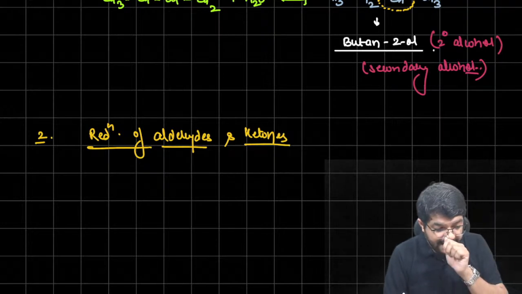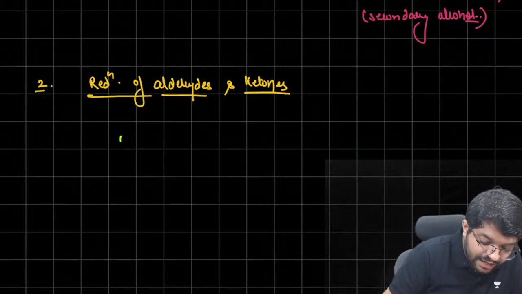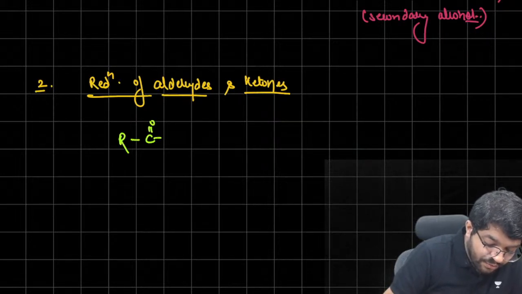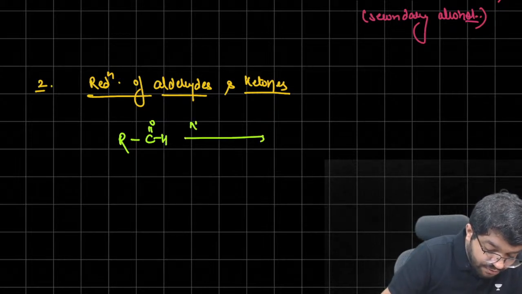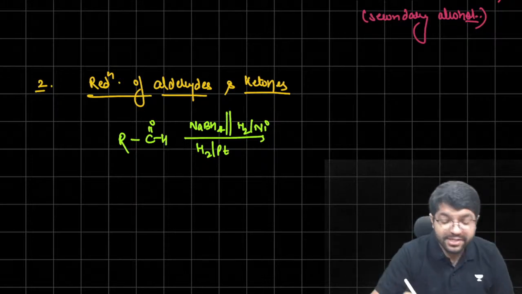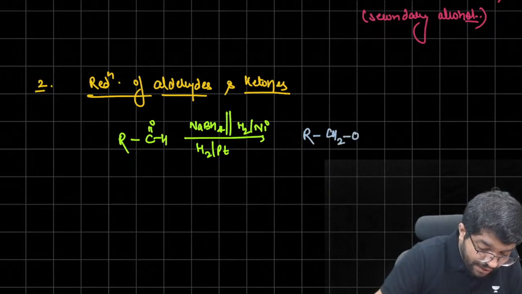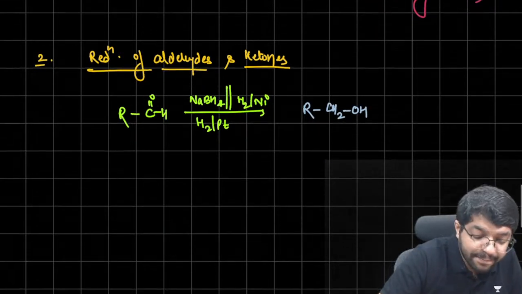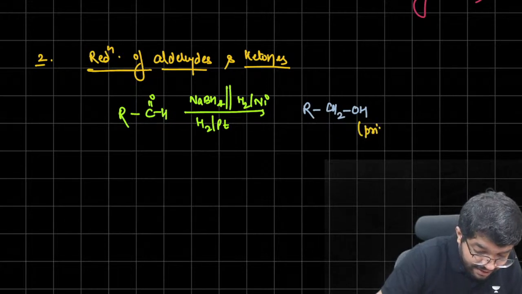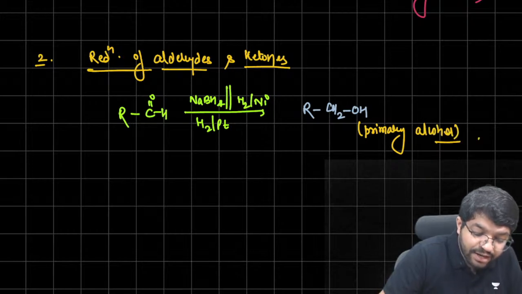And how do we do that? Now we know that RCHO, once I put my NaBH4, or if I put my H2/Ni, or if I put my H2/Pt, all will result in the formation of RCH2OH, which is going to be a primary alcohol.